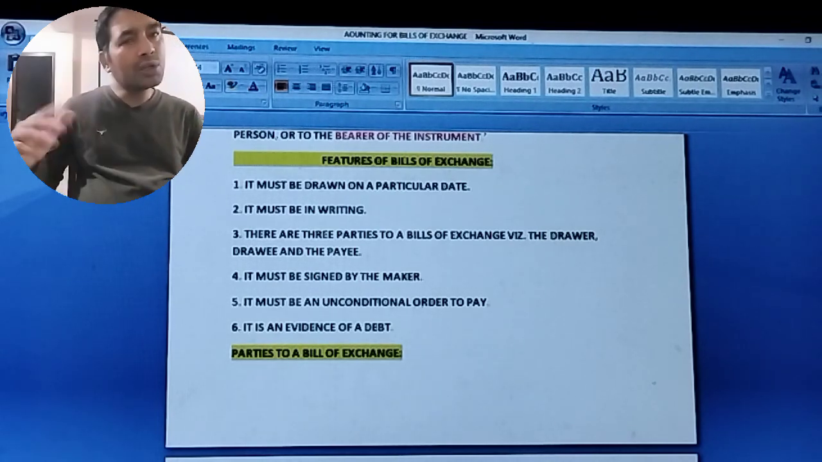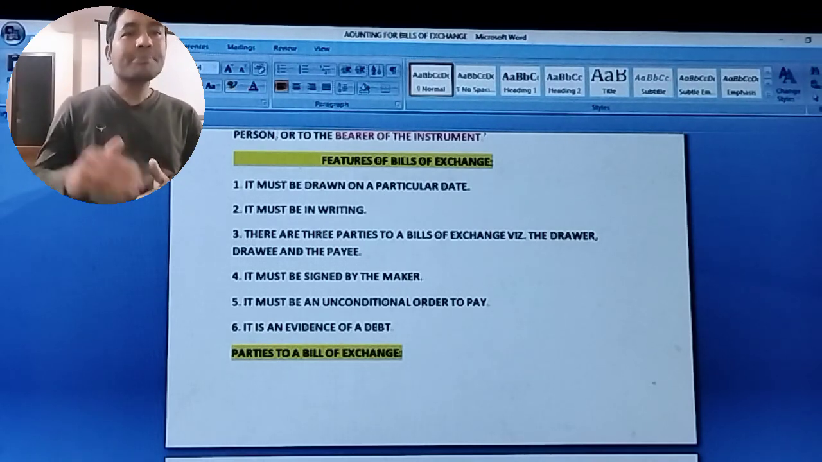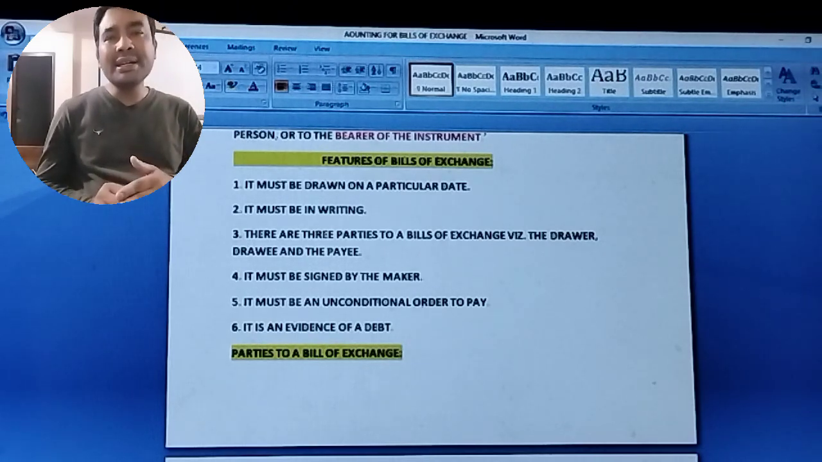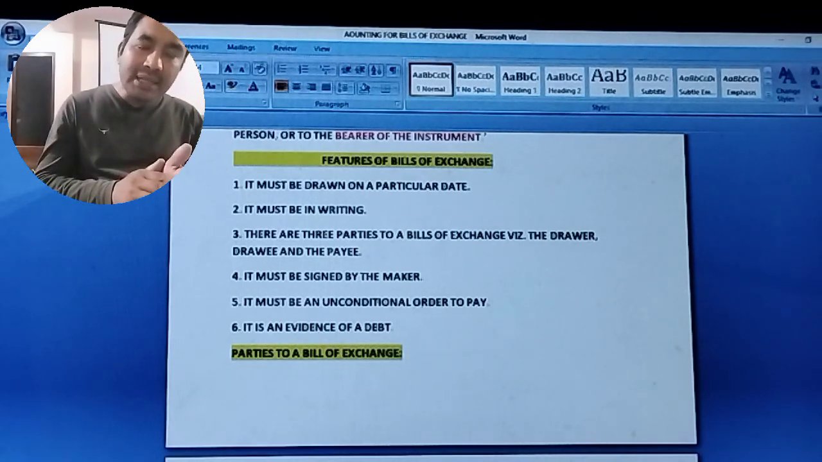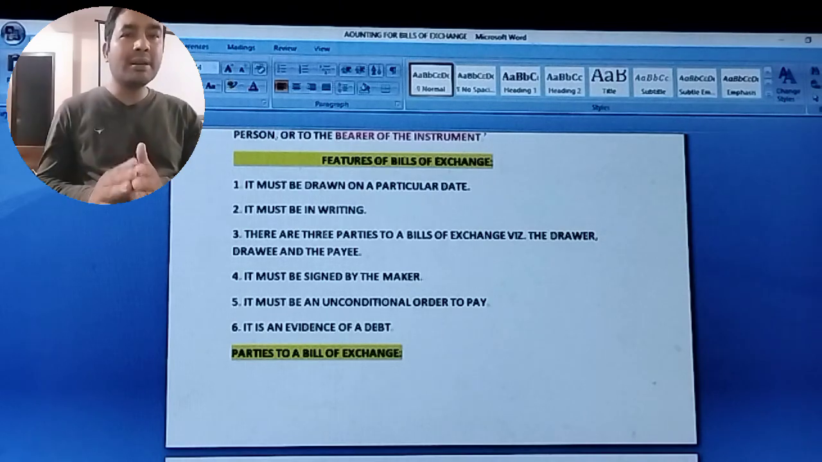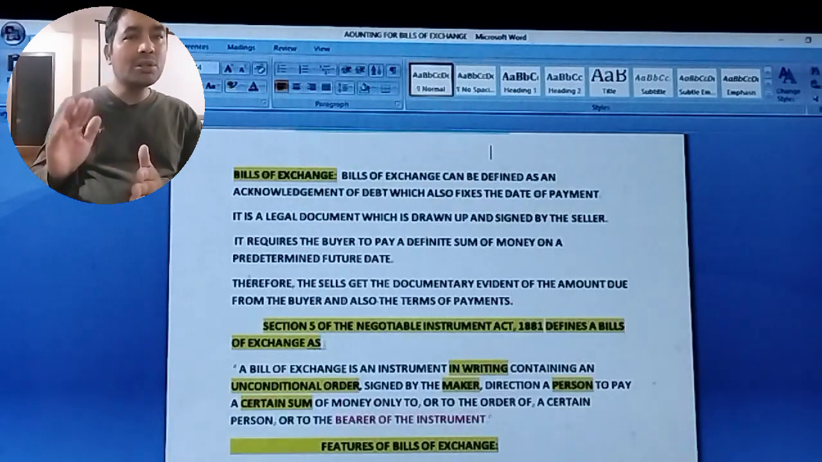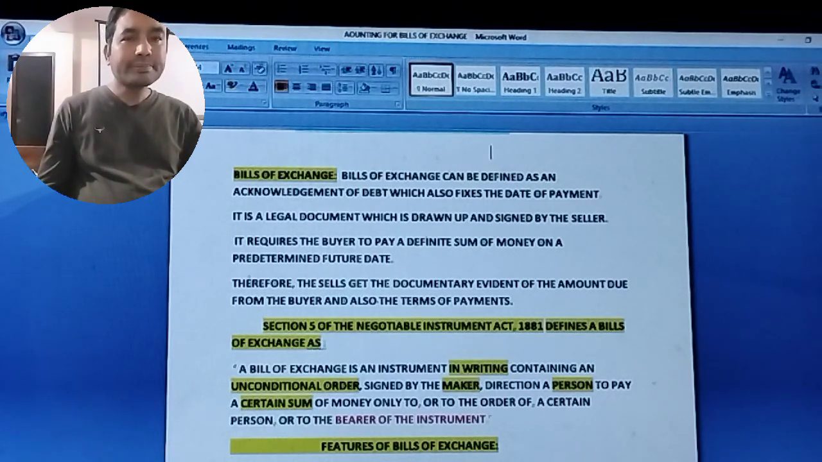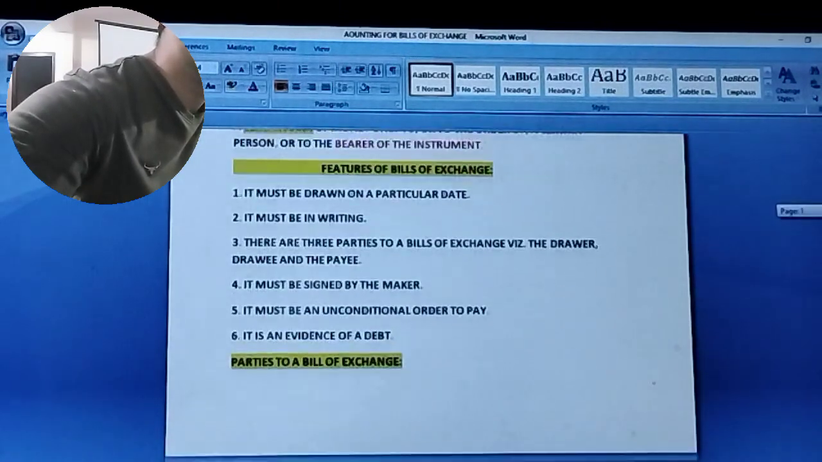Usually, the drawer or the seller is the payee. But if the bill is transferred in favor of the creditor, then the creditor may be the payee, because he will receive the bill. Or if the bill is later on discounted with the banker, then the bank may be the payee. So this is very important. I hope you have understood the concept.